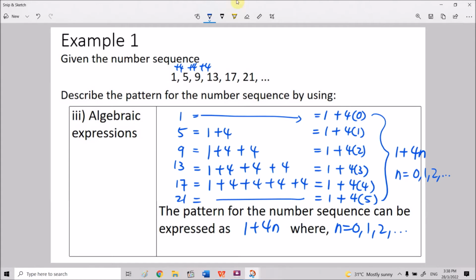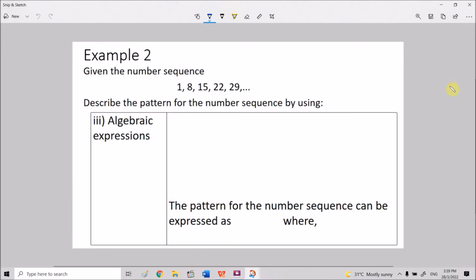We try example number 2. So now we have the example number 2 is still the same as the previous example number 2, the same set of numbers, just that this time we have to describe it using algebraic expressions. So back to this, just now we used adding 7, right? 1 plus 7 is 8, 8 plus 7 is 15, 15 plus 7 is 22, and so on.